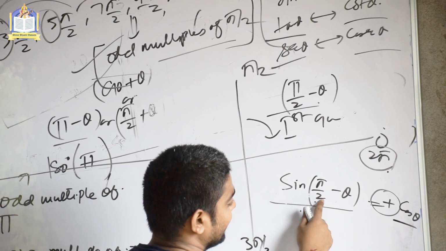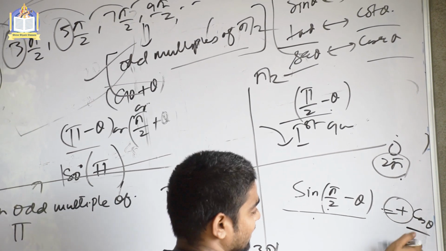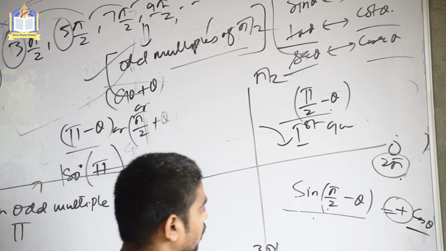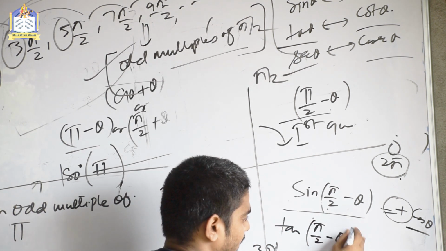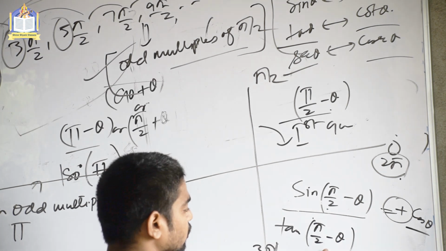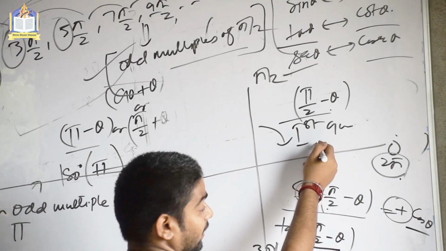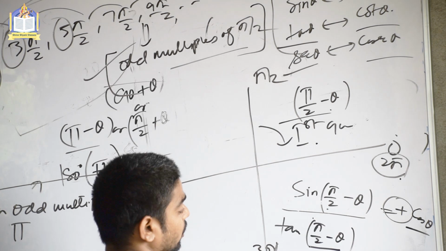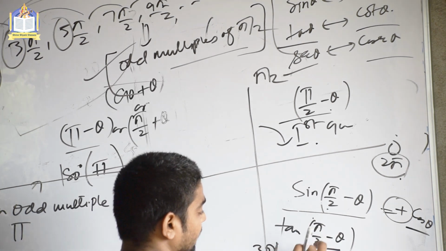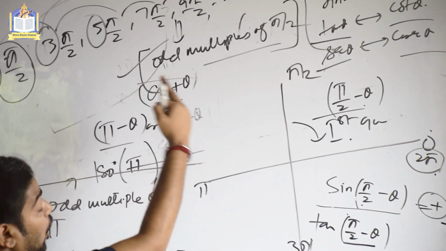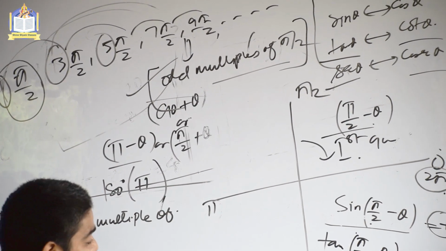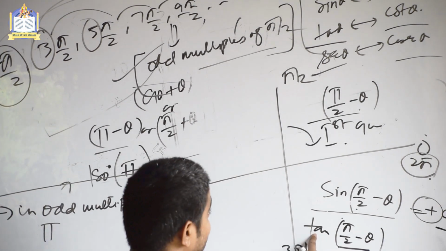Okay, sin 90 minus theta is nothing but cos theta, and the sign will be positive. Similarly we can talk about tan theta. So tan of pi by 2 minus theta: this angle is in the first quadrant, right? And this pi by 2 is an odd multiple of pi by 2, and in an odd multiple of pi by 2 this tan theta gets converted into cot theta.